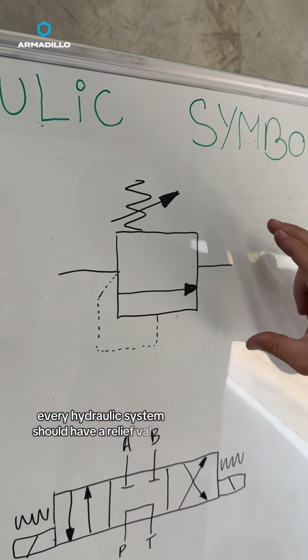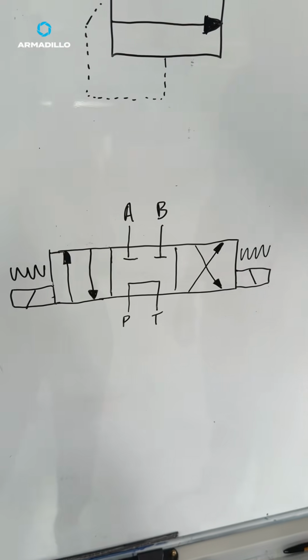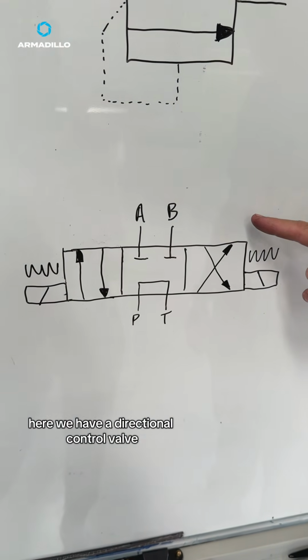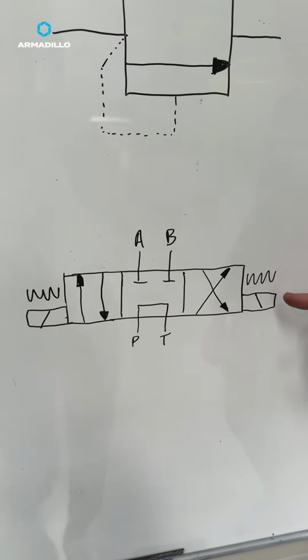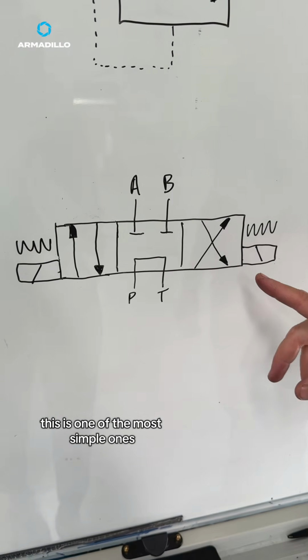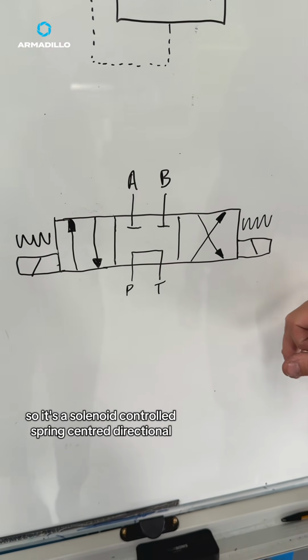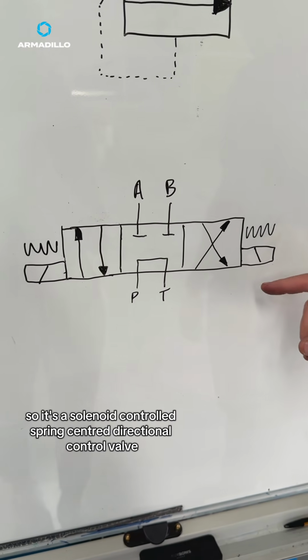Every hydraulic system should have a relief valve in it somewhere. Here we have a directional control valve. They have many aspects to them. This is one of the most simple ones. So it's a solenoid controlled, spring-centered directional control valve.